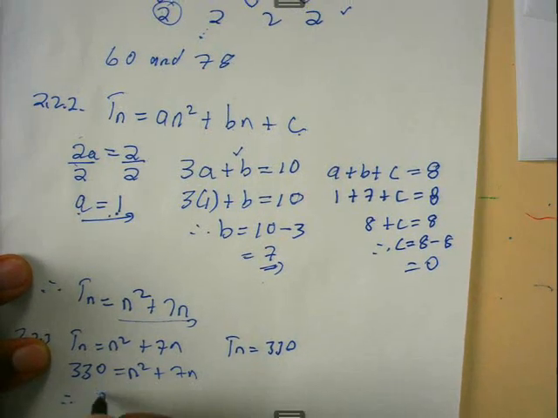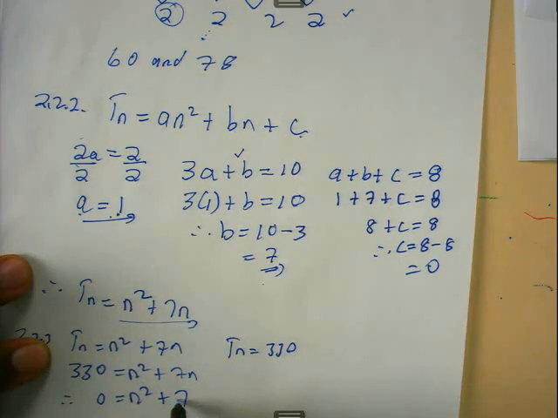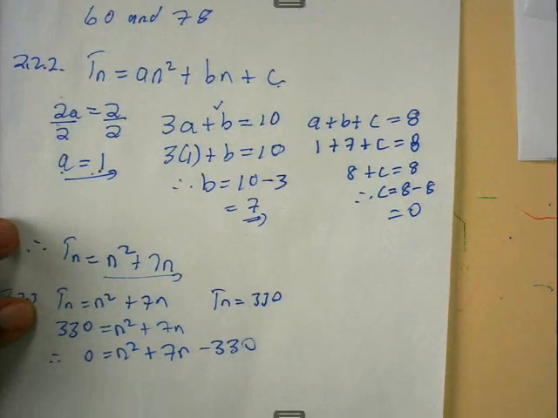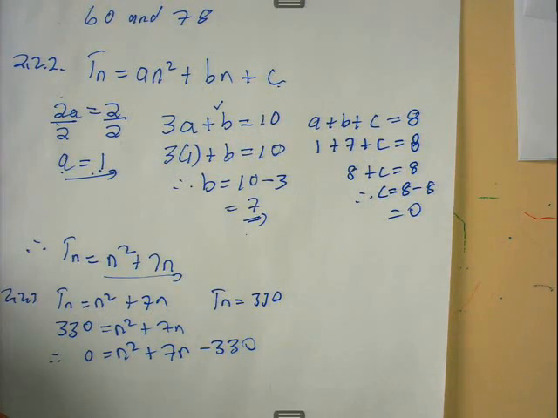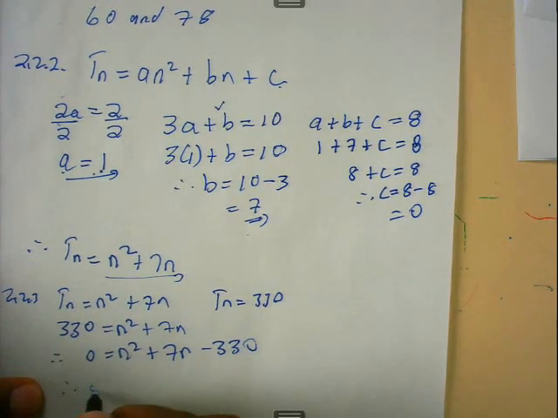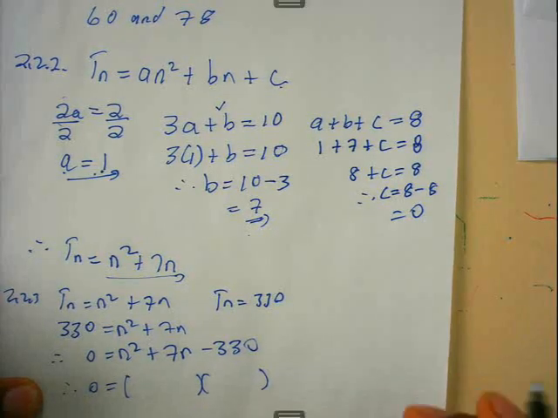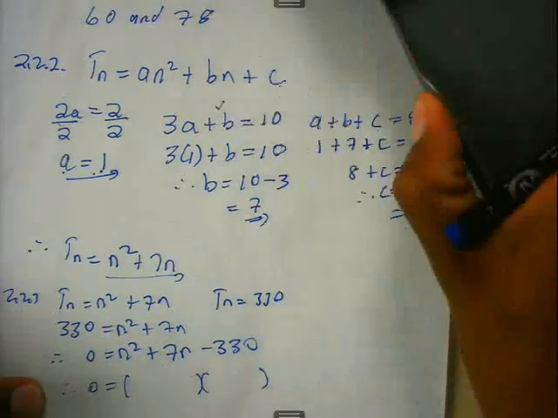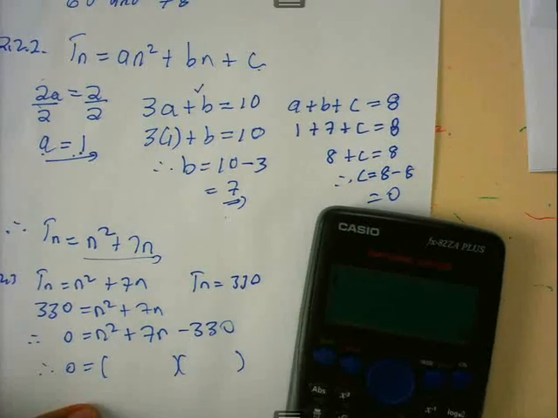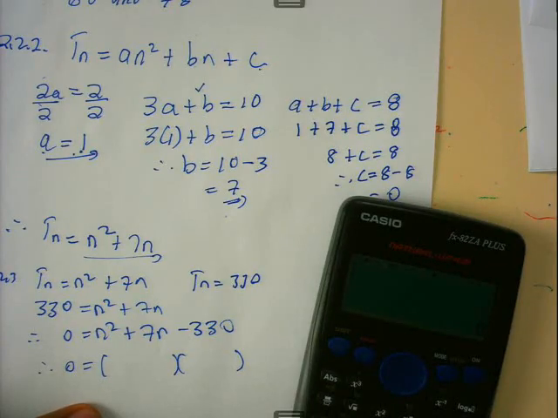And therefore, now 0 is equal to n squared plus 7n minus 330. Now you can see we have the quadratic pattern, the quadratic equation. Therefore, 0 is equal to, you can see if we can factorize this one here. What are the factors? I believe that you boys and girls are looking for the factors as well. The factors of 330. Of course, divide by that is 11.